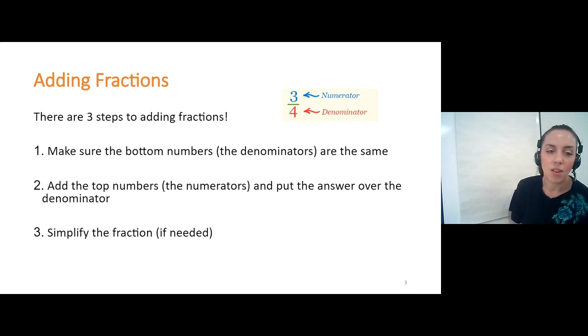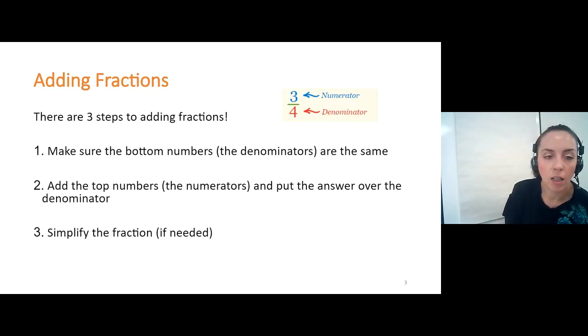So the 3 steps to adding fractions. Step 1 is to make sure the bottom numbers, the denominators, are the same. Step 2 is to add the top numbers, the numerators, and put the answer over the denominator. And step 3 is to simplify the fraction if needed. So just a quick reminder, the numerator is at the top of the fraction, and the denominator is at the bottom of the fraction.